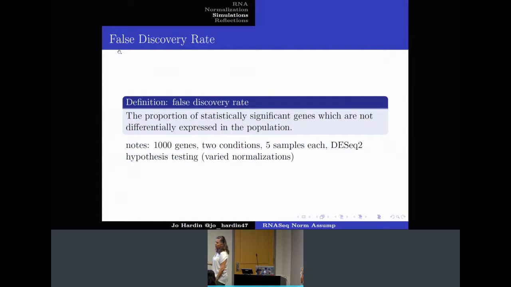We know the truth, we know the population because we're simulating it, and we get these data sets. And so we're going to use the false discovery rate to assess what's going on. The false discovery rate is the proportion of statistically significant genes which are not differentially expressed in the population. We generate 1,000 genes, two conditions, A and B, with 5 samples in each. For all of the simulations, I'm going to use DESeq hypothesis testing, which means a negative binomial model, like I just showed you, but every one of them is going to have a different normalization, so the size factor is going to be different.